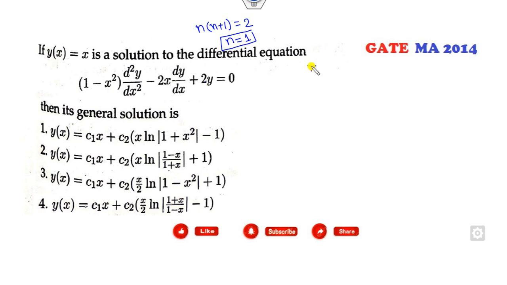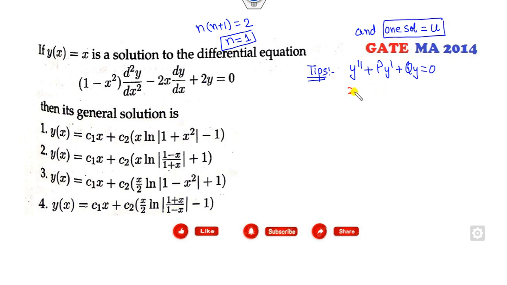Firstly, I can give you the tip. Whenever you have the equation y'' plus py' plus qy equal to 0 and one solution is given to you as u, then you can find the second solution, which comes to be u into v, where v is the integration of 1 over u square e raised to power minus integral of p dx. That is a simple shortcut for you.